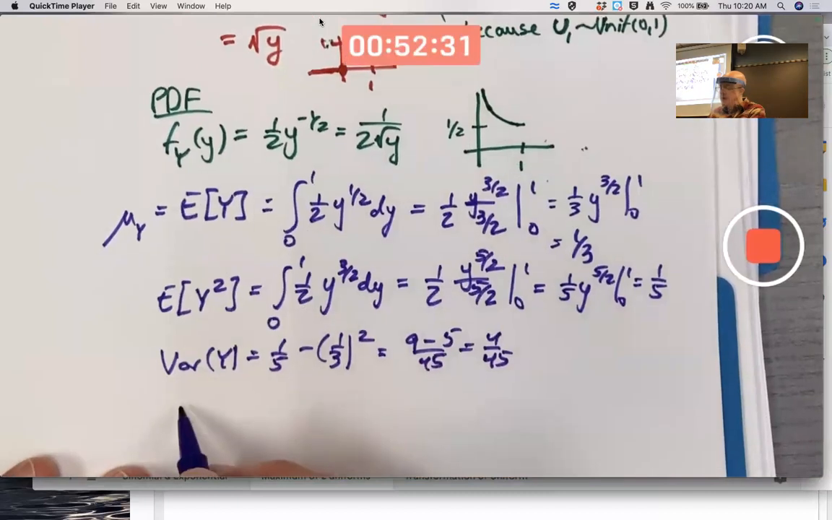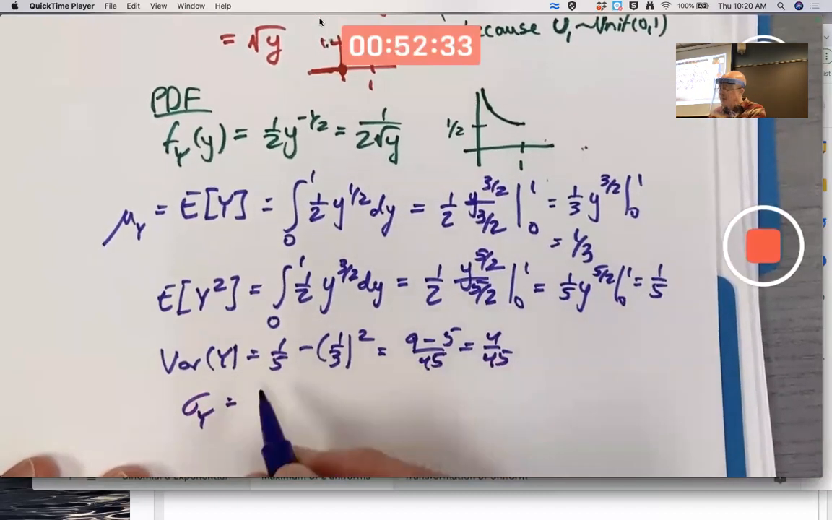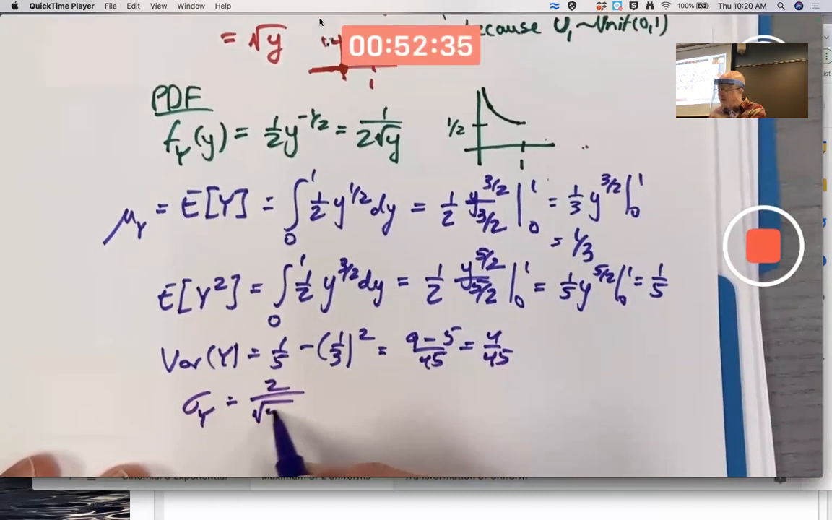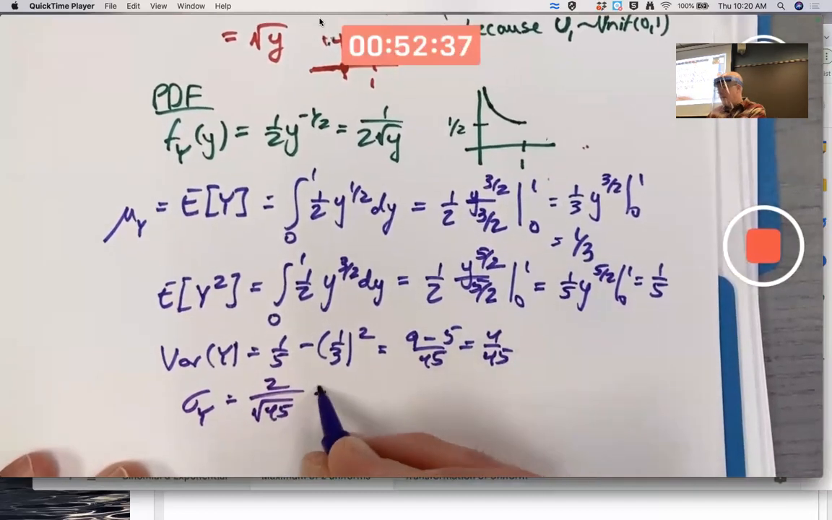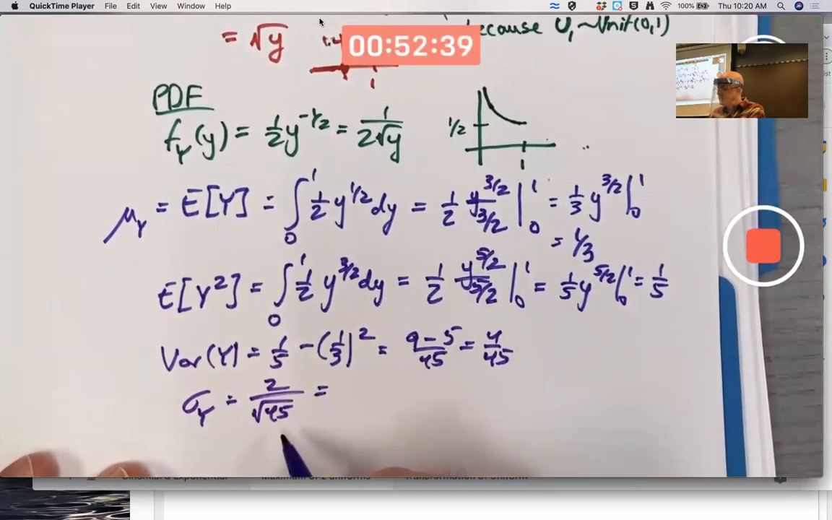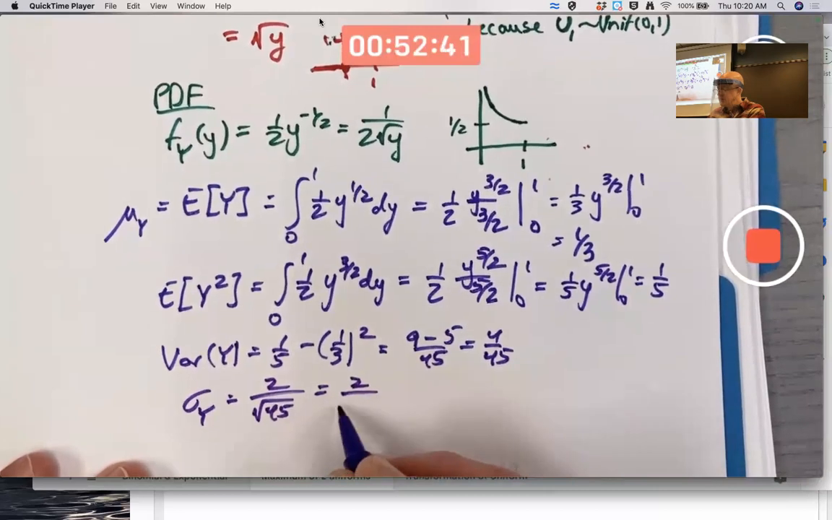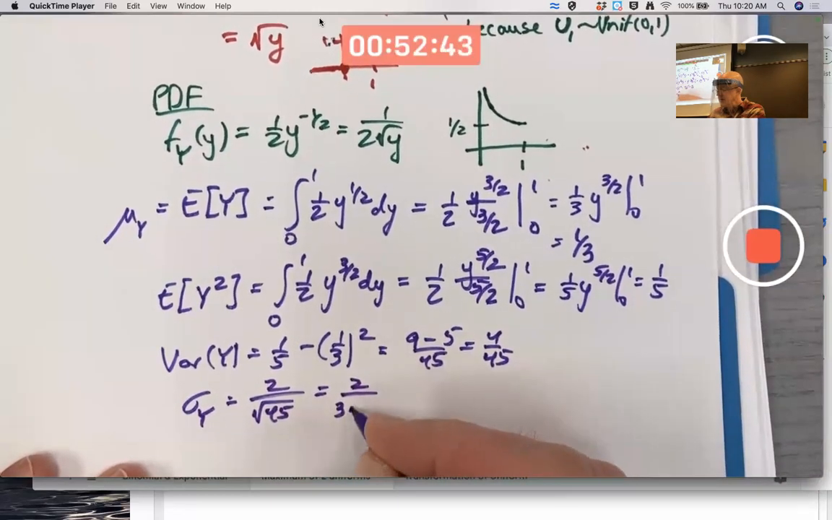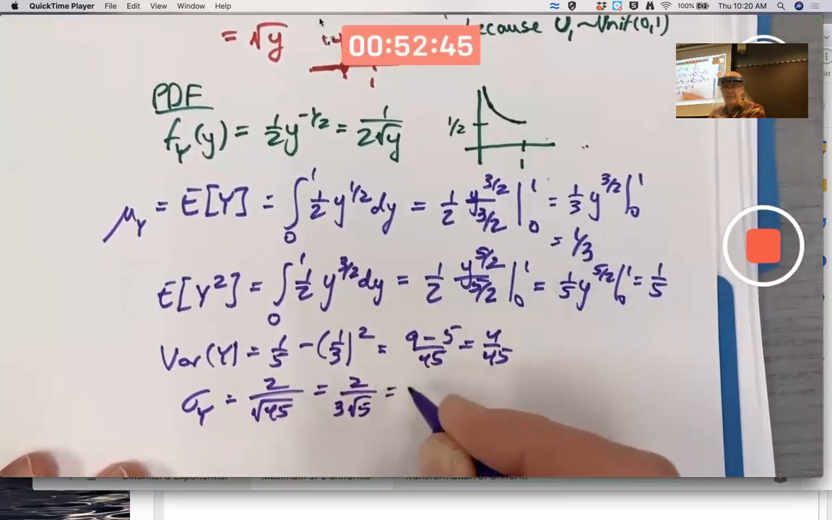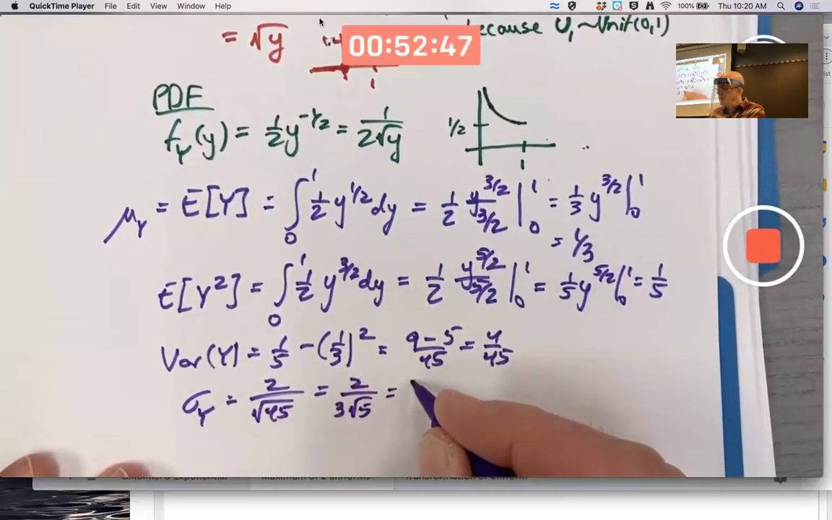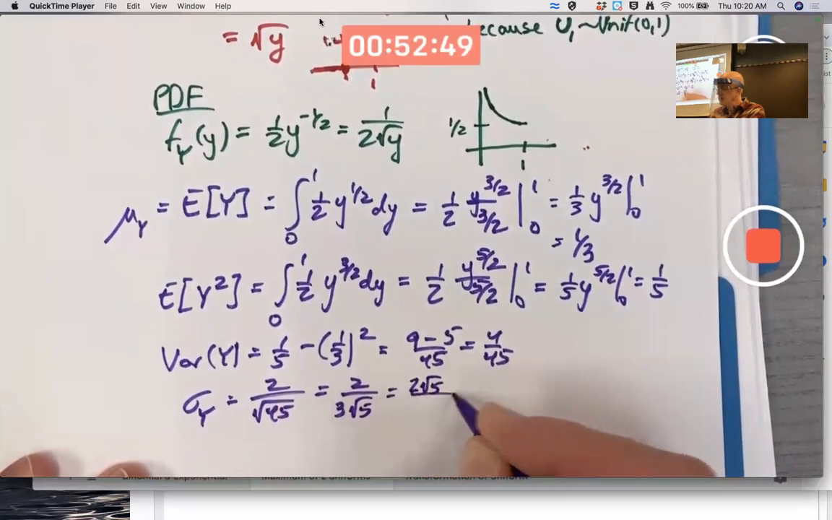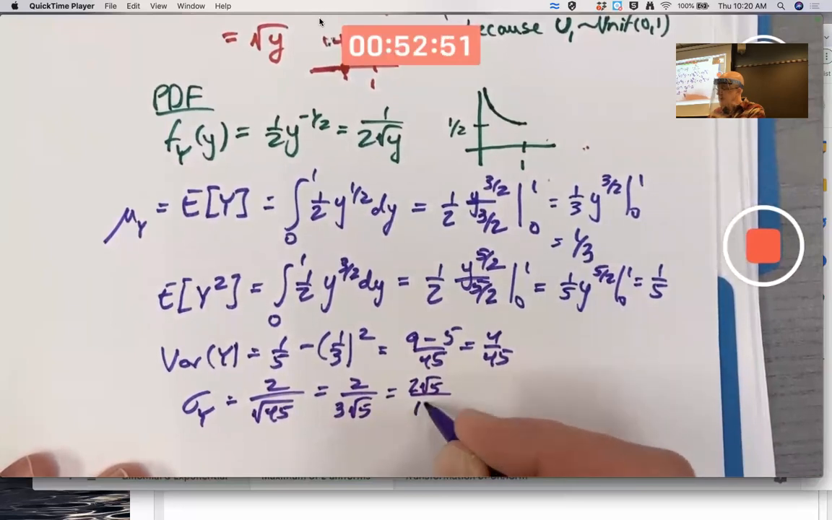And then the standard deviation of Y is going to be the square root of that. It'll be 2 over square root of 45. 45 is 9 times 5. You could write this as 2 times square root of 9, which is 3, times square root of 5. And if you like rationalizing the denominator, you can write this as 2 square root of 5 over 15.